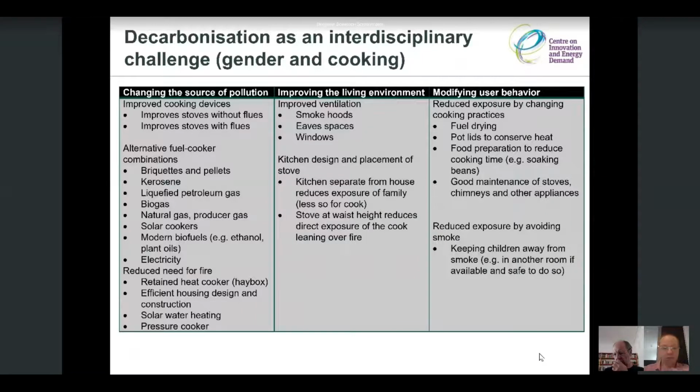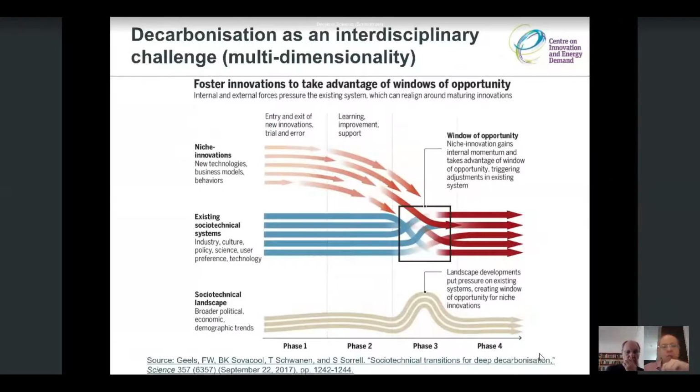That's the second example. The third example comes from my colleague Frank Geels. I mentioned earlier his multi-level perspective, which is considered one of the most powerful tools right now to understand transitions. It talks about niches, regimes, and the landscape. This is the simplified diagram of transitions. You should have seen the complex one. But look at the left.